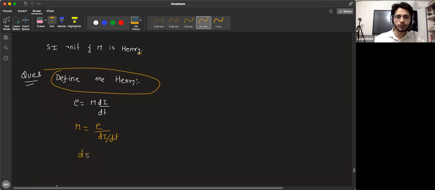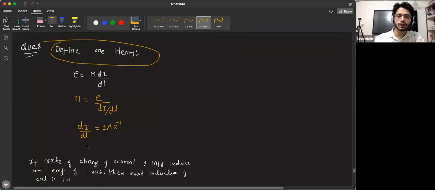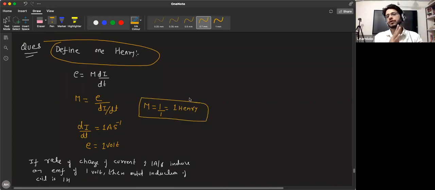So if the rate of change of current di over dt is 1 ampere per second, and due to that rate of change of current of 1 ampere per second, the induced EMF is 1 volt, then the mutual induction is 1 by 1, which is equal to 1 Henry. So if a rate of change of current of 1 ampere per second induces an EMF of 1 volt, then the mutual induction of the coil is 1 Henry.